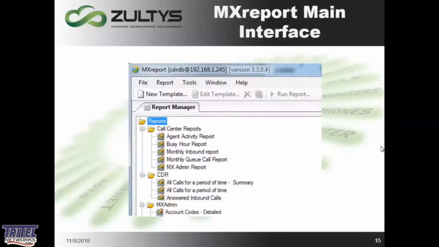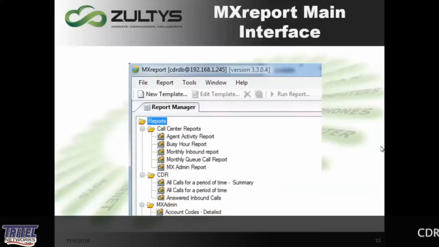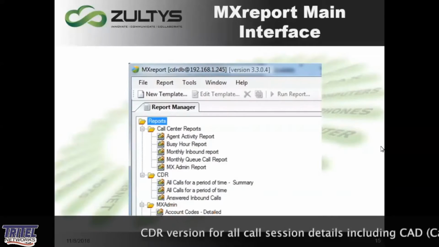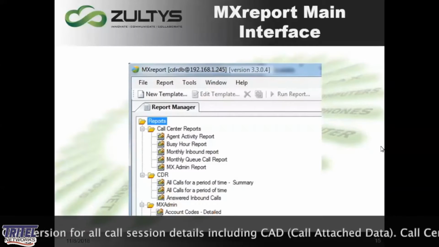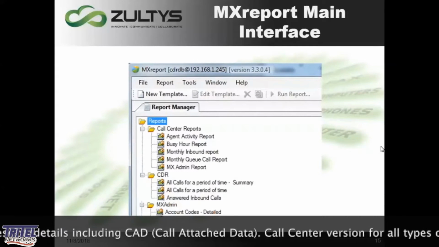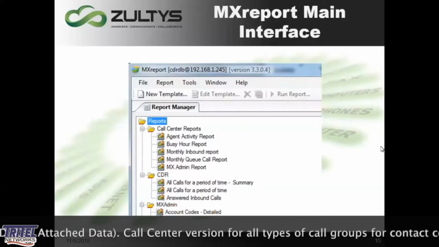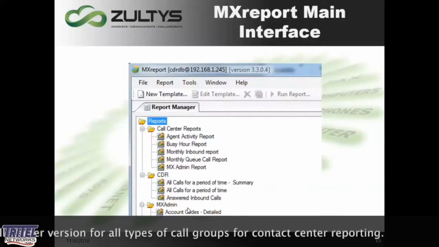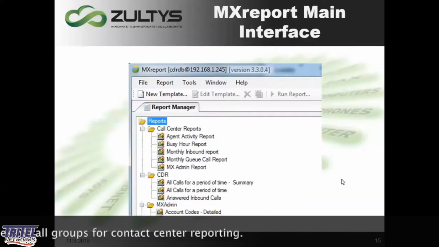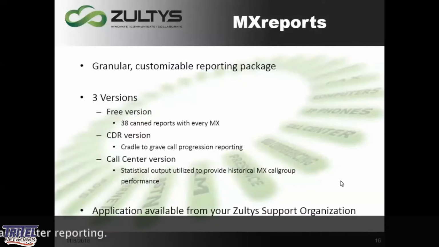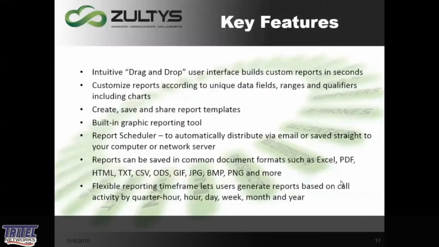This is the main interface of the MXreport application. There are 3 different report types. Every system has 38 built-in reports that are in the MX admin section. And we have optional reporting packages for CDR type reports and/or call center type reports. So if you are licensed for CDR and/or call center reports, you're able to run those, but everybody can run the ones under the MX admin folder. The application is available through your Zultys support organization.